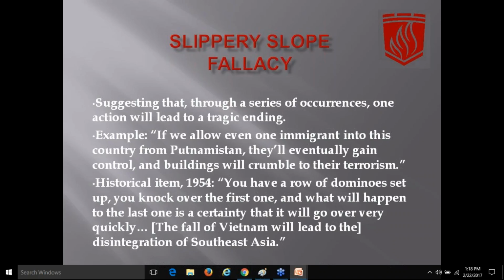So let's go ahead and look at a historical item from 1954. The direct quote is, you have a row of dominoes set up, you knock over the first one, and what will happen to the last one is a certainty that it will go over very quickly. The fall of Vietnam will lead to the disintegration of Southeast Asia. Who said it? President Eisenhower, briefing the press on why he was going to start channeling money and resources to the French at the time, who were trying to recolonize Vietnam and keep it from becoming communist.